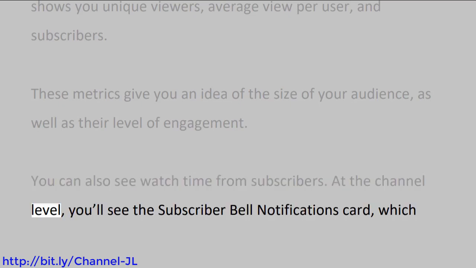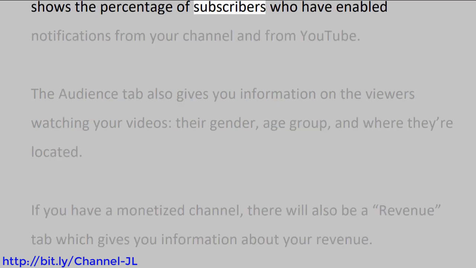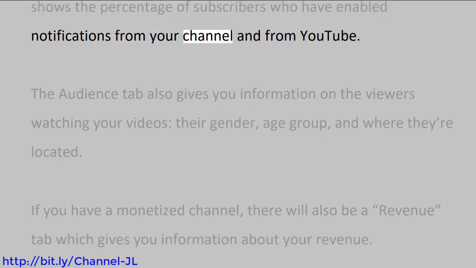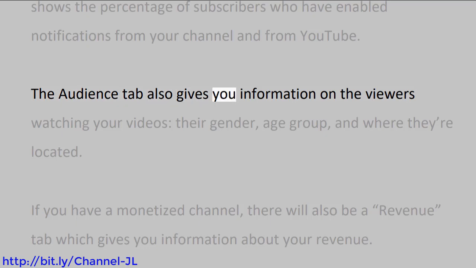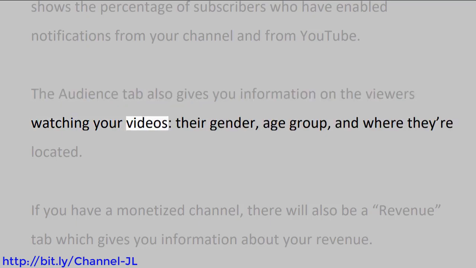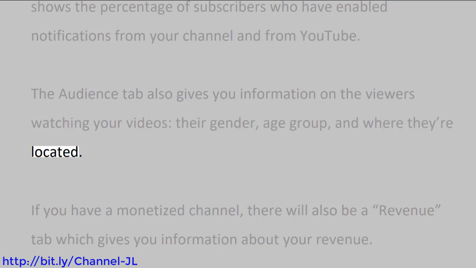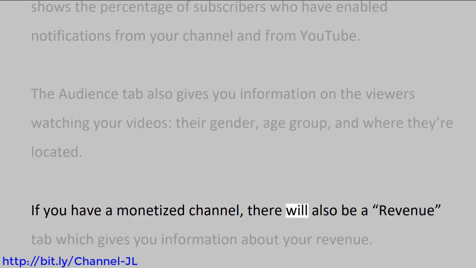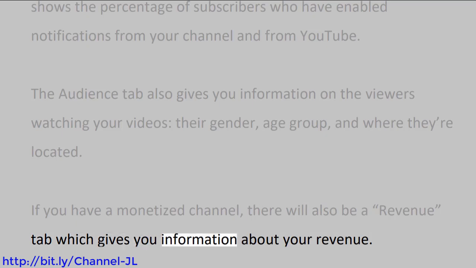At the channel level, you'll see the subscriber bell notifications card, which shows the percentage of subscribers who have enabled notifications from your channel and from YouTube. The Audience tab also gives you information on the viewers watching your videos, their gender, age group, and where they're located.